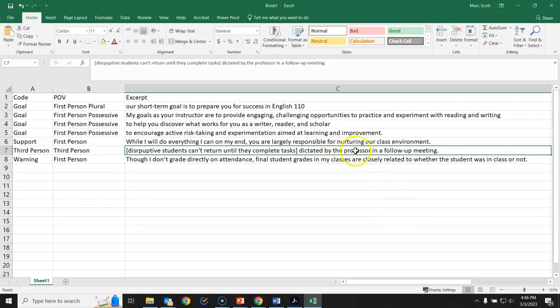Either we have the professor stepping in, which is not first person, it's a third person thing, or here in this example, the final student grades in my class are closely related to whether the student was in class or not. So we have this passive construction here where it's not her saying, I will grade you based on attendance, or I often fail students because of their poor attendance. We don't have that. We have the student grades as the actor in the second half of that sentence. So there you have it.